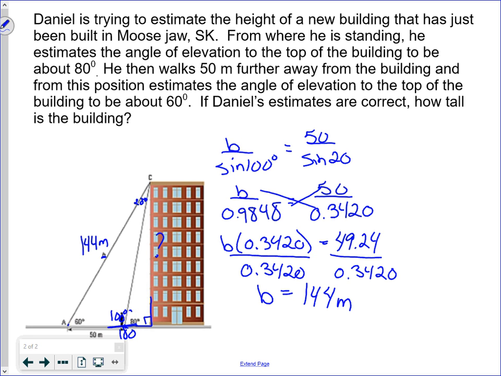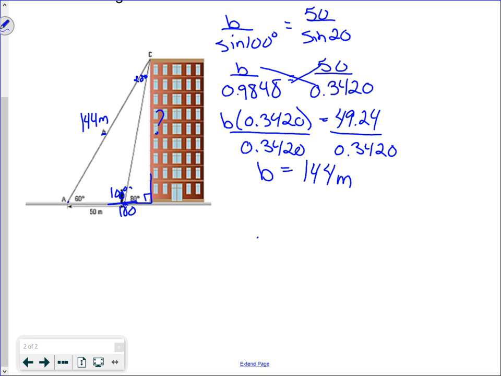So now we know that we have a right triangle from the building across the ground and up to the top of the building. So there's our right triangle. And because we have a right triangle, we can use our primary trig ratios. So I'm going to use the sine ratio because I know I have a 60-degree angle and sine is the opposite side, which would be the building, over the hypotenuse, which would be 144. So this is our opposite side and our hypotenuse.